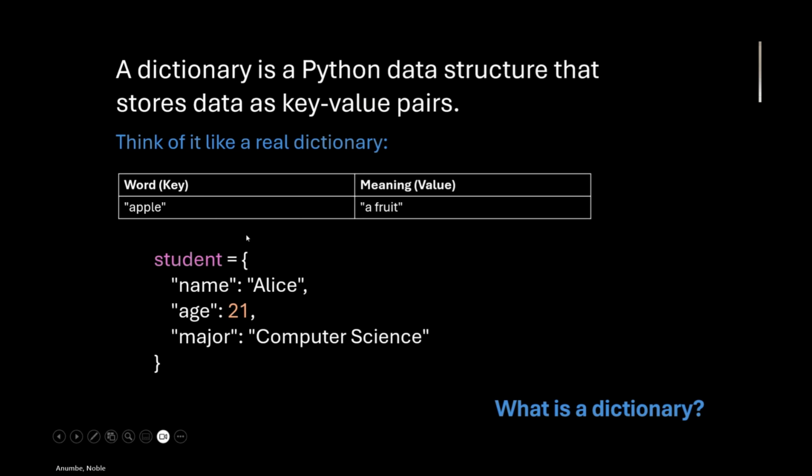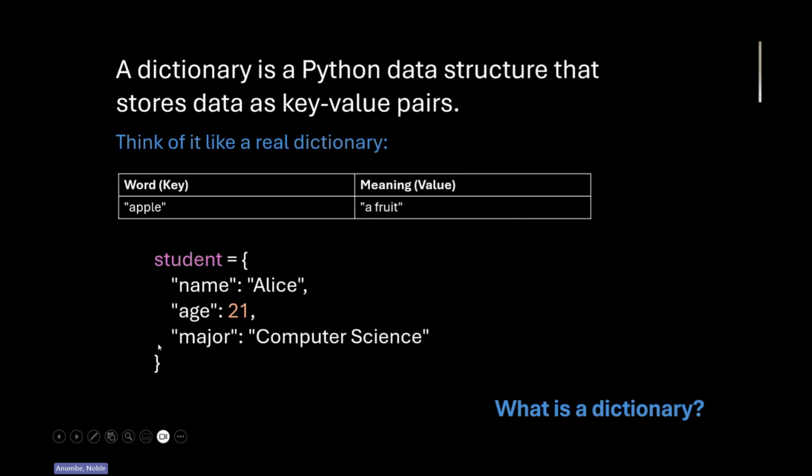So this says a dictionary is a Python data structure that stores data as key value pairs. Think of it like a real dictionary. If you go into a dictionary, usually you have a word and then the meaning, right? Now that word is considered the key, and the pair is the meaning of the word.